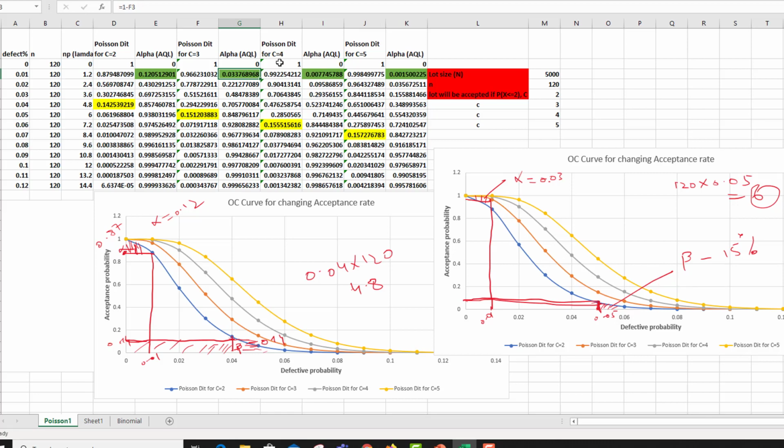Similarly, for C equal to 4, you can see the producer risk is further reduced. If you sketch it, this is the curve for C4. So when you sketch it at 1%, there is only 1 defective unit. The producer risk will be further reduced, and it will be 0.007. But in this scenario, your consumer risk is further increased. This is now 0.1, which is greater than this one.